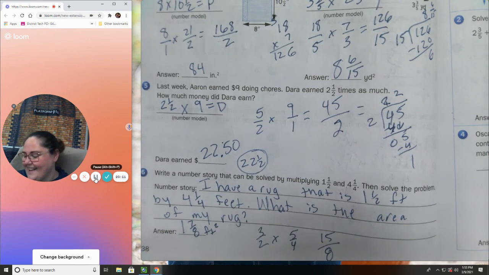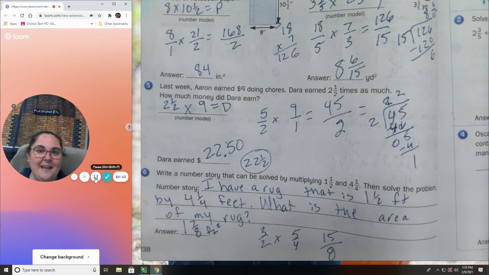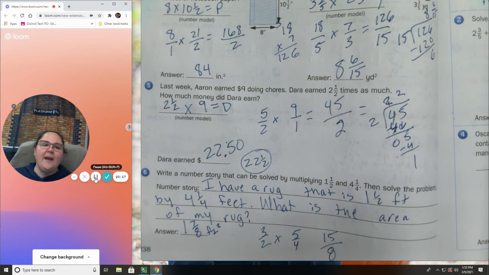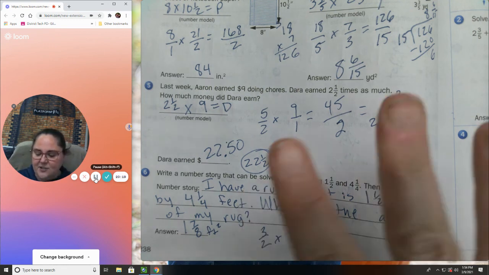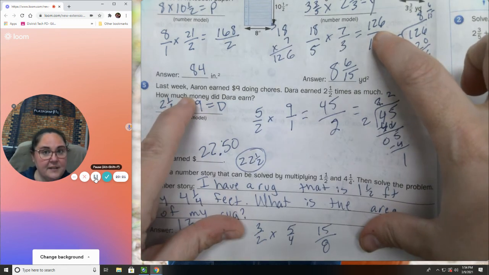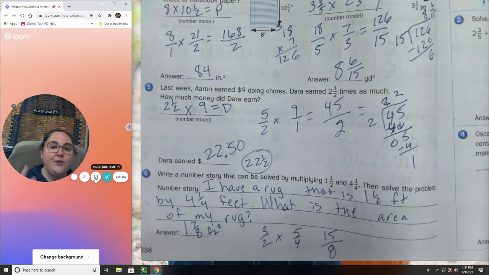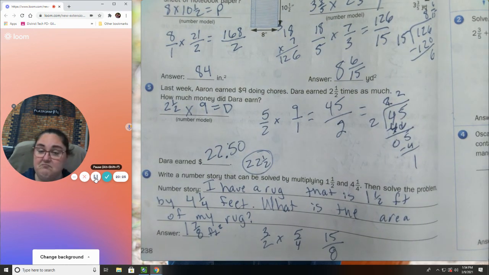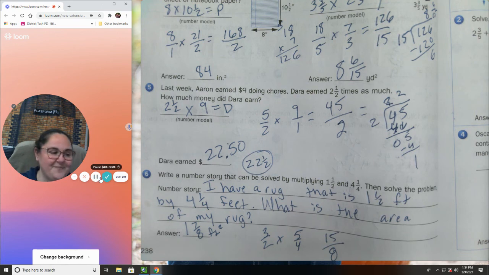Awesome. That is it with the lesson today. I want you to tell me in the answer box, there is another question. I want you to tell me, which way do you think is easier? Is it easier to change it into an improper fraction? Or is it easier for you to do area model? It's your choice. It's your decision. Which way do you prefer? Have a great day, guys.